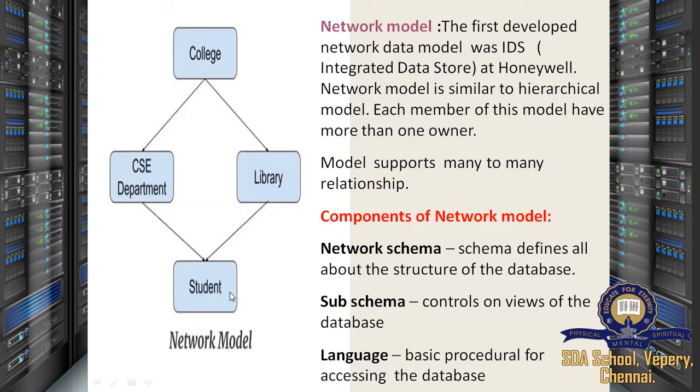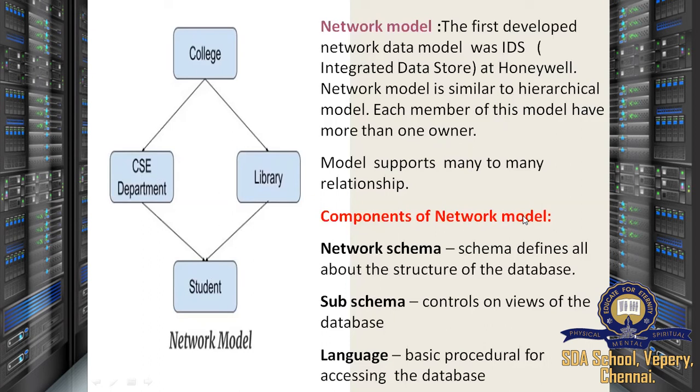Now, how many nodes are there for the leaf student here? There are two nodes, CSC department, library. Or we can say there are two owners for the student record. Okay, wow. So each member of this model can have more than one owner. Clear?